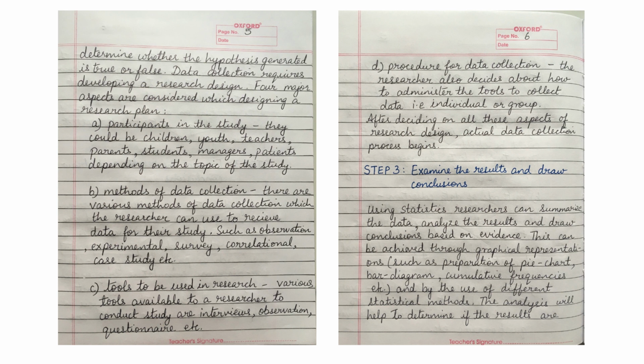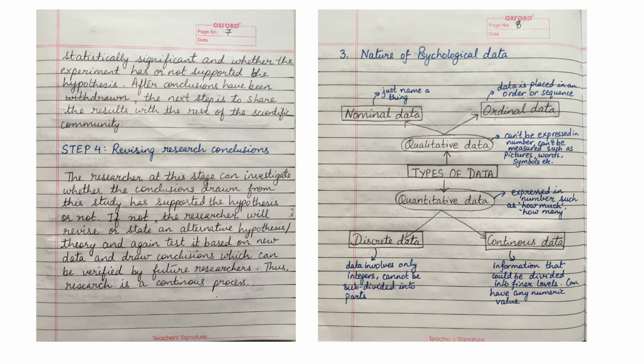Step 3. Examine the results and draw conclusions. Using statistics, researchers can summarize the data, analyze the results, and draw conclusions based on evidence. This can be achieved through graphical representations such as preparation of pie chart, bar diagram, cumulative frequencies, etc., and by the use of different statistical methods. The analysis will help to determine if the results are statistically significant and whether the experiment has or has not supported the hypothesis. After conclusions have been drawn, the next step is to share the result with the rest of the scientific community.